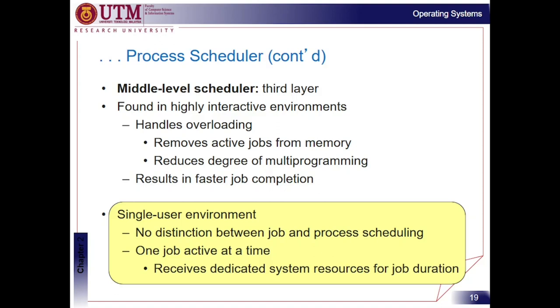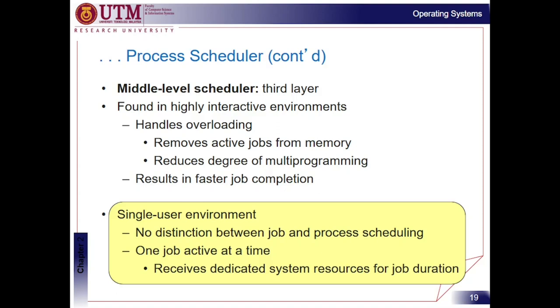The middle level scheduler handles overloading, which means that there are more processes in memory than the system can handle efficiently. The middle level scheduler can remove some active processes from memory and store them on disk. This reduces the degree of multiprogramming, which is the number of processes that are in memory at the same time. By doing this, the middle level scheduler can improve the performance of the system and make the processes complete faster.